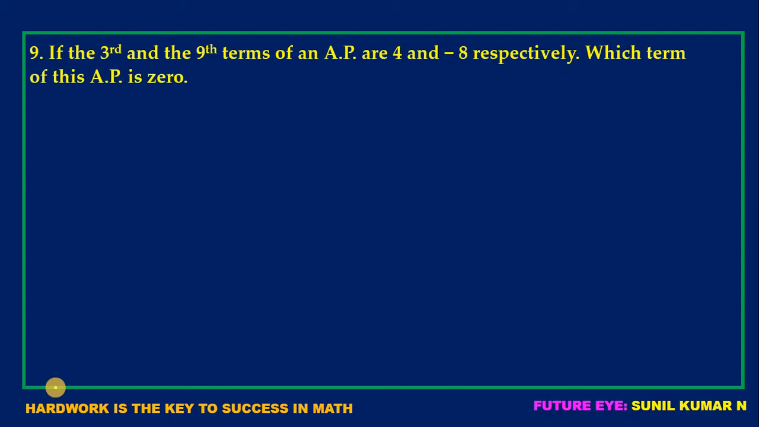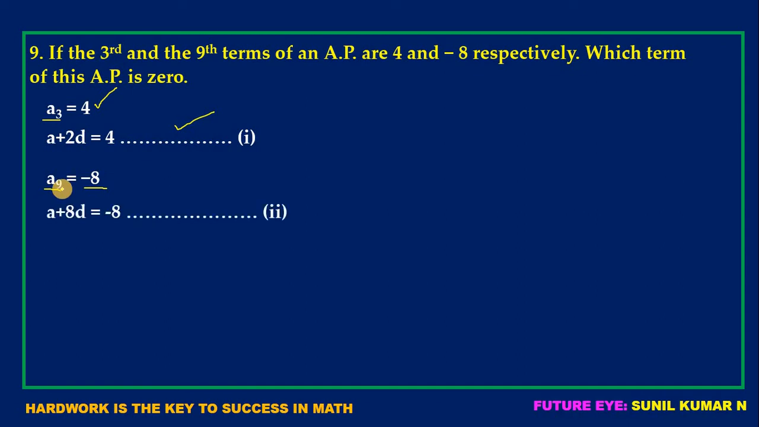Here we know third term as well as ninth term. Hence let us move from these terms. a3 equals 4, and a3 you can write as a plus 2d, and 4 will be as it is, and call it equation number 1. Now let me take ninth term as a9 equals -8, and you know that a9 we can write as a plus 8d, and -8 will be as it is, which equals equation 2.